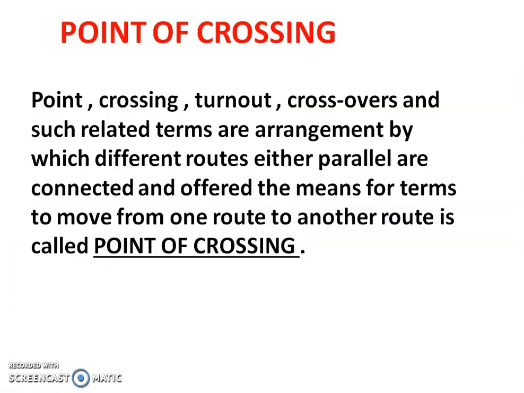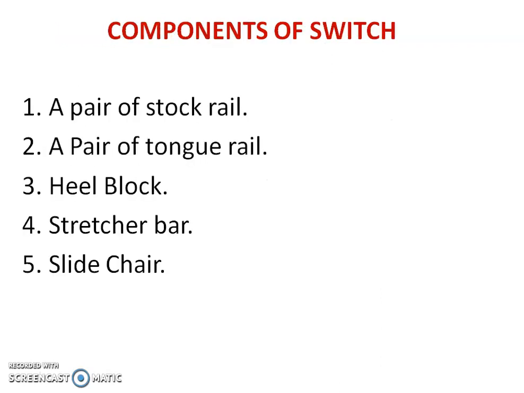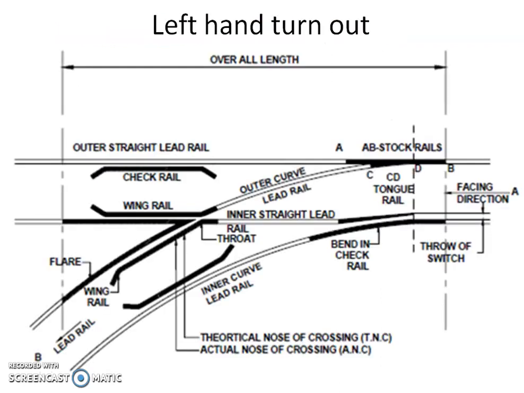Coming to the point of crossing, crossings are also called turnouts. To change the direction of a train from one direction to another, we need turnouts. The turnouts may be either left hand or right hand turnout. In this picture, I have shown the left hand turnout. In this left hand turnout, we have two rails. This is one stock rail and this is another stock rail.